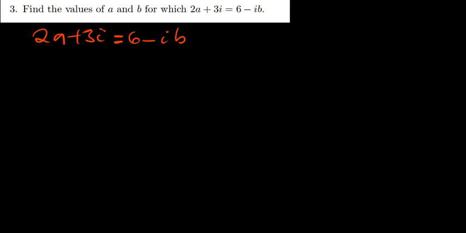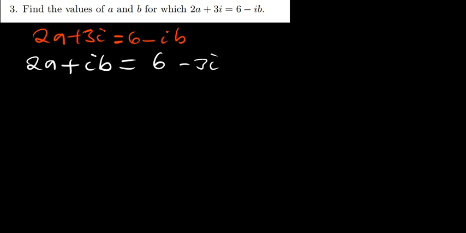What we need to understand is that the part which is having a and b is supposed to go to the same side. The part which doesn't have a and b should also go to the same side. So I'll shift ib to the other side. I'll have 2a plus ib to be equal to 6. If I shift 3 to the other side, it's going to be minus 3i.